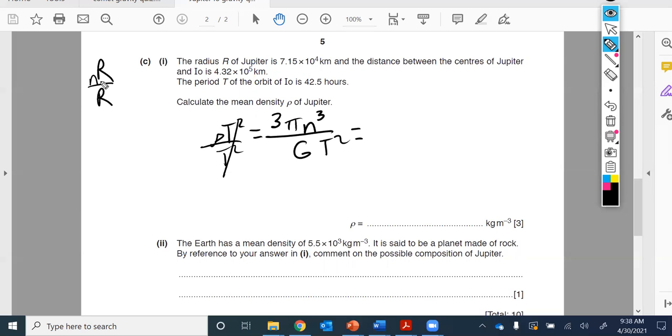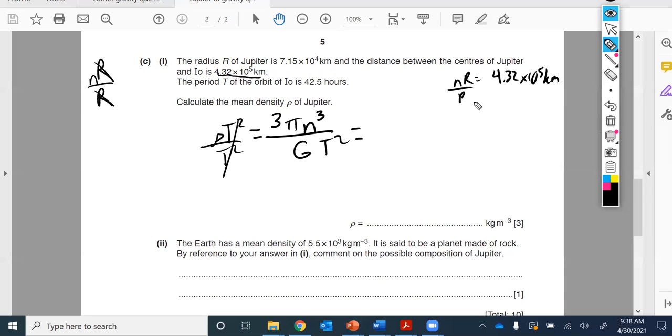So if we do nr and we divide the radius of Jupiter into the radius of Io's orbit, then we'll cancel out the radius of Jupiter, right? So then we'll know what n is. So we know what the value of the radius of Io's orbit is. It's given here. It's saying the distance between the center of Jupiter and Io is this. And so that value, nr, equals 4.32 by 10 to the 5 kilometers.